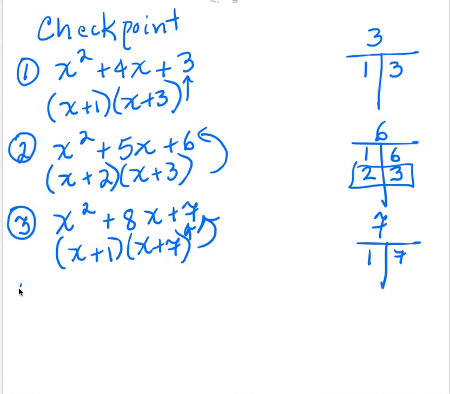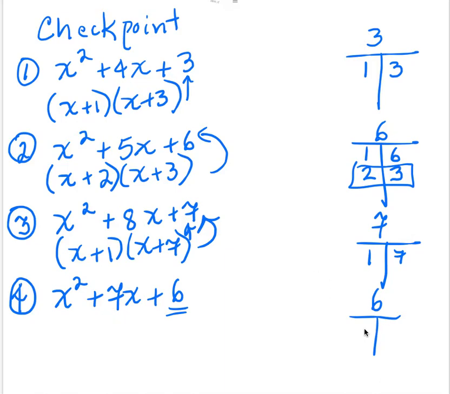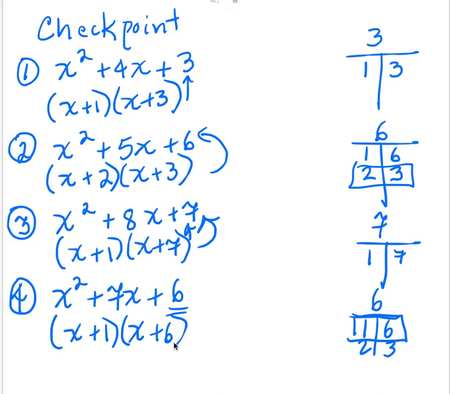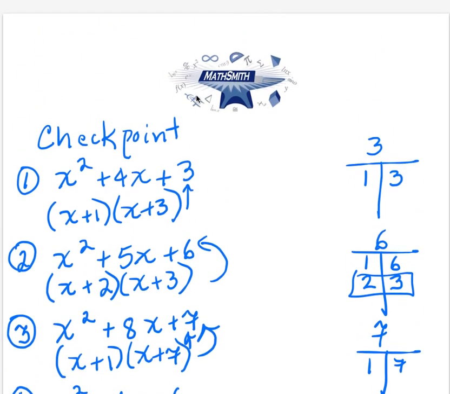All right, now let's look at number 4 of the checkpoint. That's x squared plus 7x plus 6. Okay, so I'm looking at my last term, and I'm looking at factors of 6 that combine into 7. Again, I got 1 and 6 and 2 and 3, right? 2 and 3 is not going to work because that combines into 5. It's got to be 1 and 6. So this is going to factor into x plus 1 times x plus 6. So I'm hoping you guys are getting the knack of this now. Once you do enough of these, then it starts to make sense.